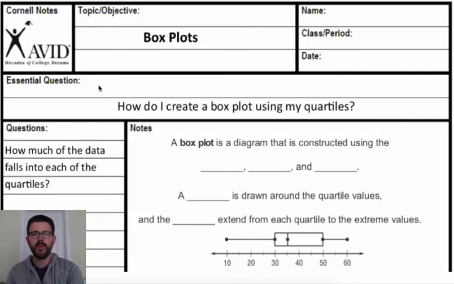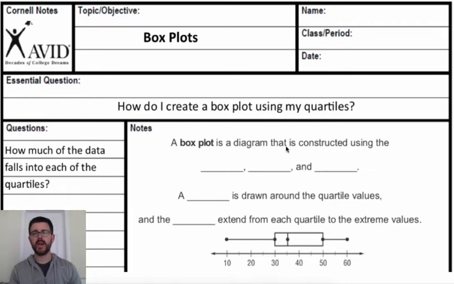Welcome to our lesson on box plots. This is going to build right off of our lesson from last week on measures of variation. So we're going to create something called a box plot, which looks a little bit like this one down here. Okay? And it's basically just a way of organizing all the information you found when you're doing measures of variation.